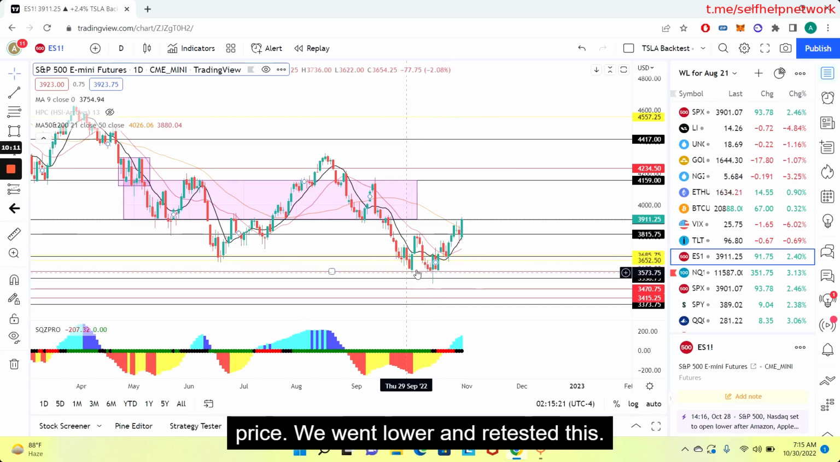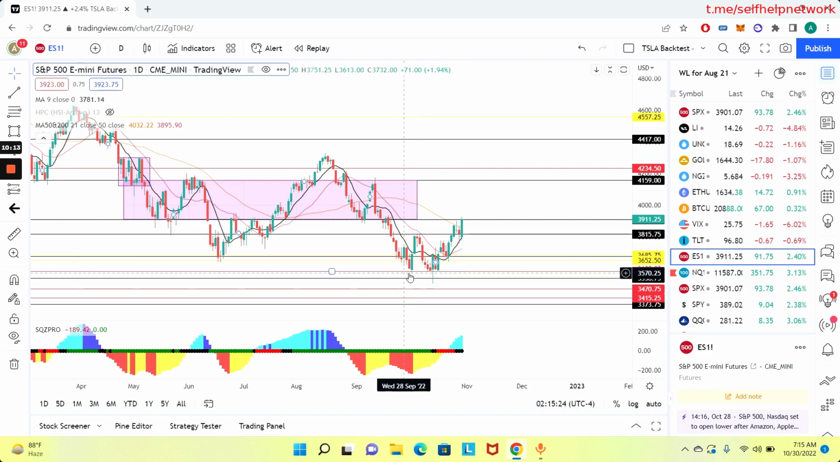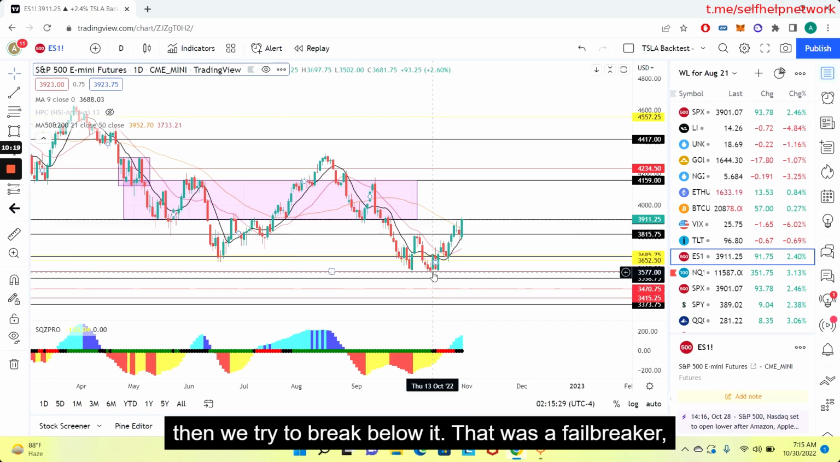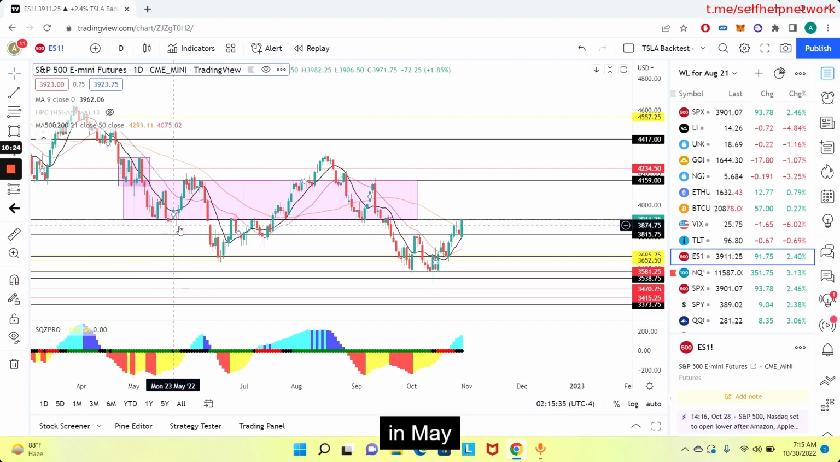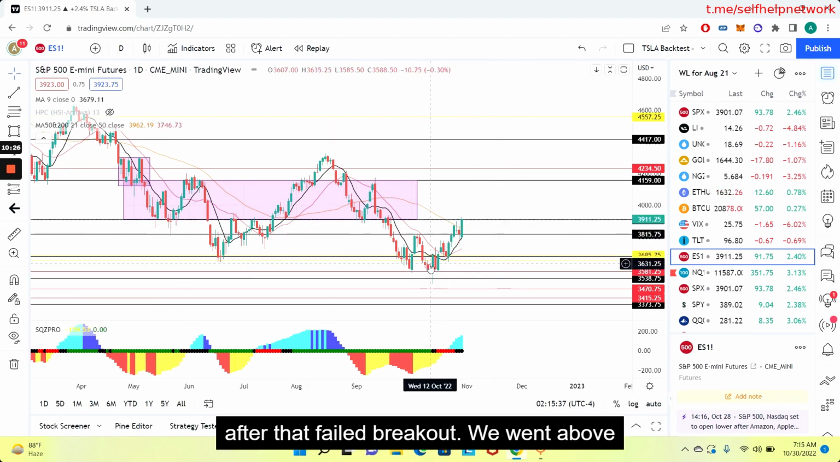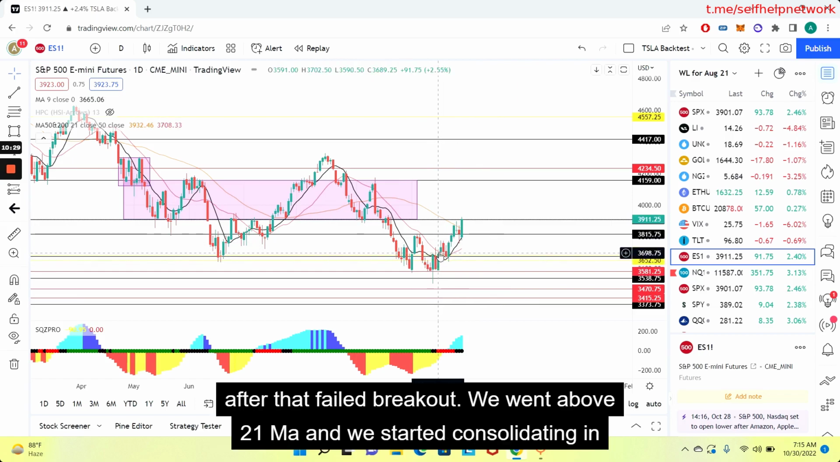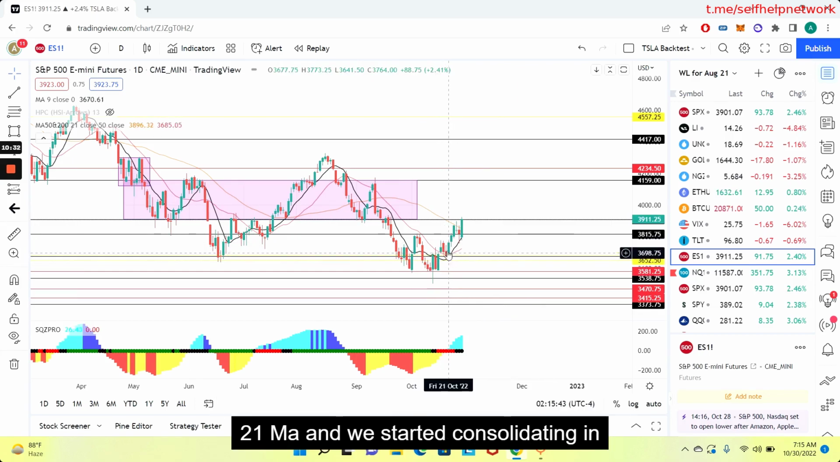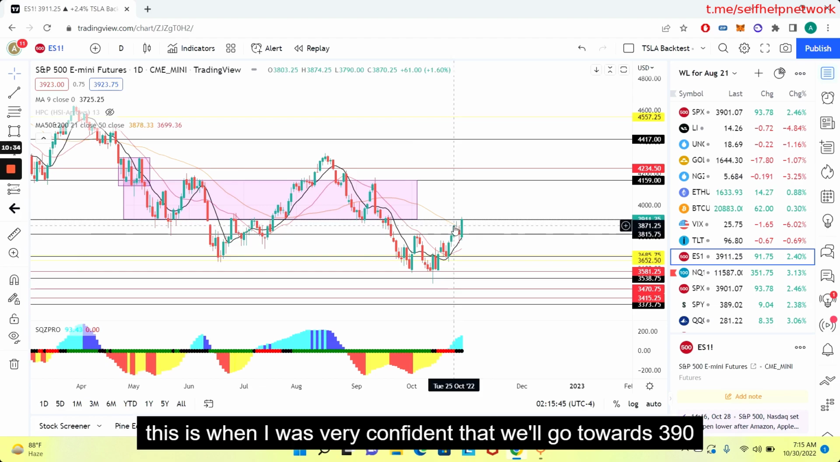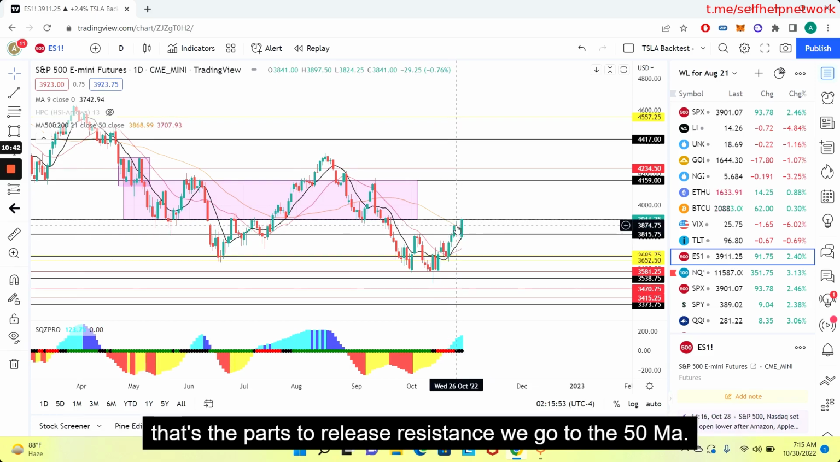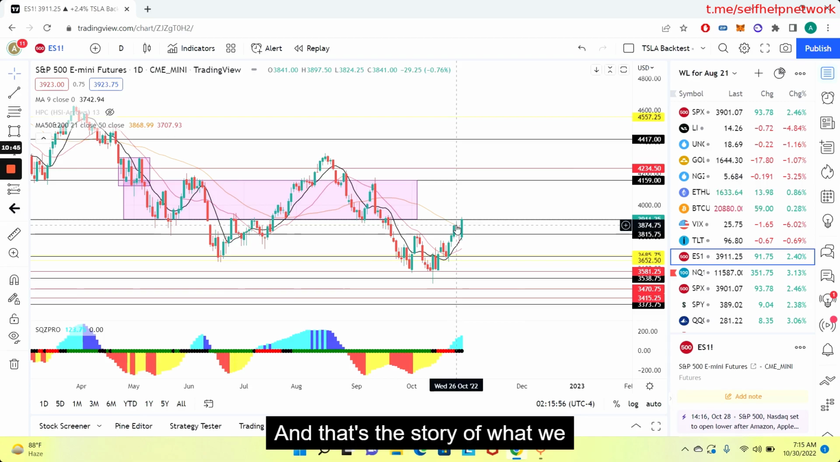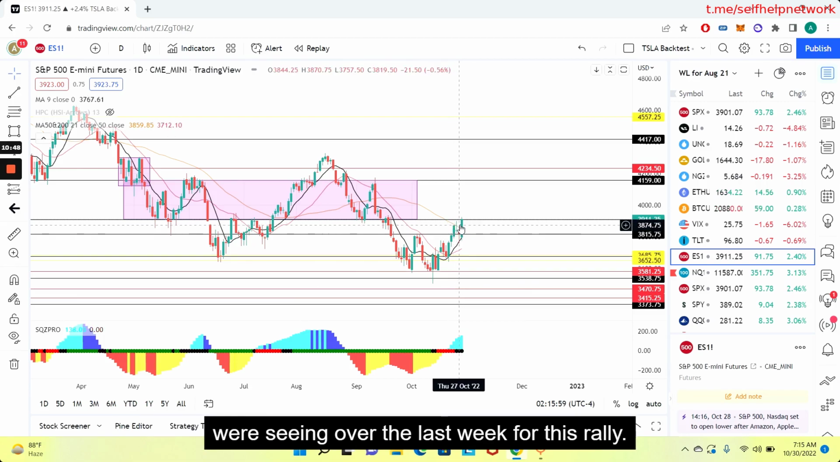We went lower and retested the recent edges of the box. Then we tried to break below it. That was a failed breakout, which was scenario 2, similar to what we had here in May. After that failed breakout, we went above the 21 MA and we started consolidating. And this is when I was very confident that we'll go towards the 390 area. Because once we're above the 21 MA and we're consolidating above it, that's the path of least resistance. We'll go to the 50 MA. And that's the story of what we were seeing over the last week for this rally.